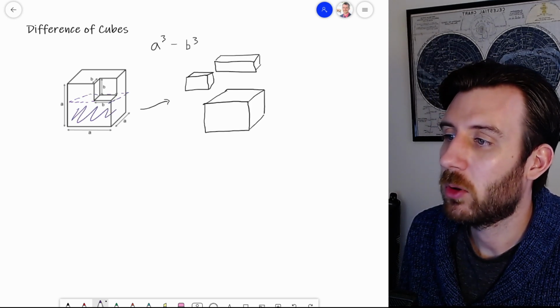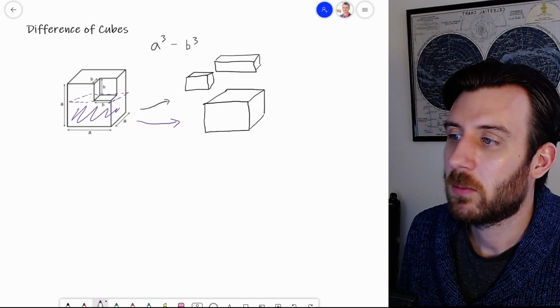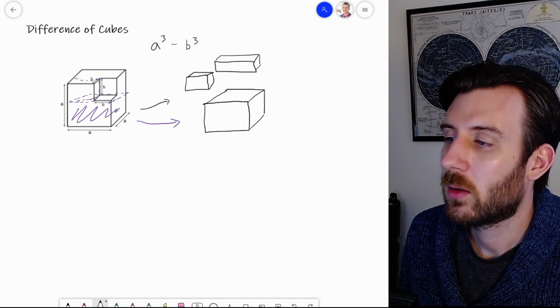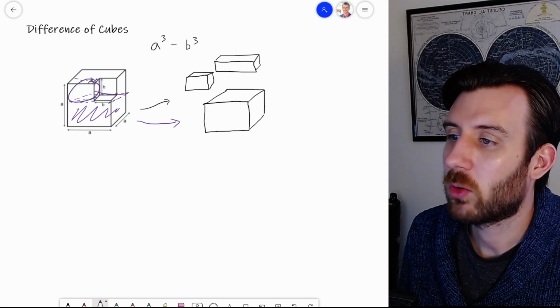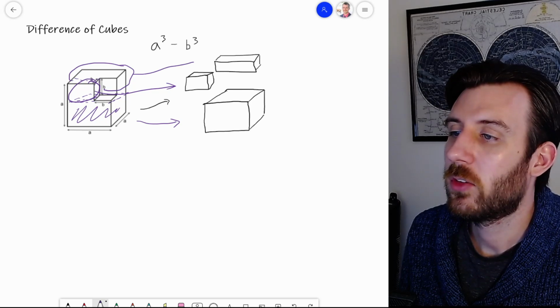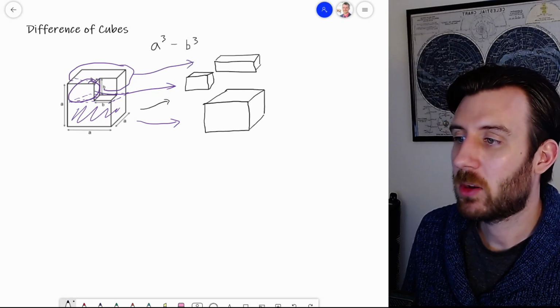So this is all this purple, the purple right here. This right here on the top is a chunk that I'm going to grab and move over here. And then everything in the back here is this one here. Let's begin to describe the dimensions.